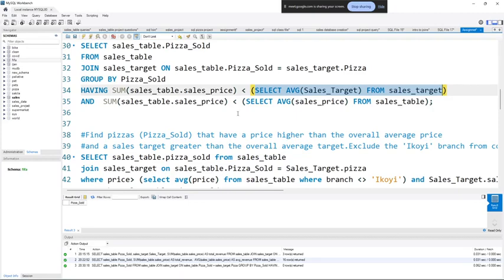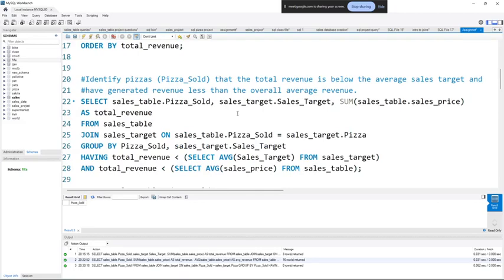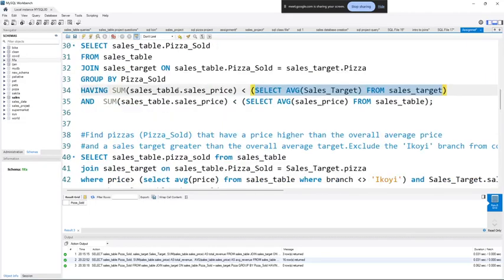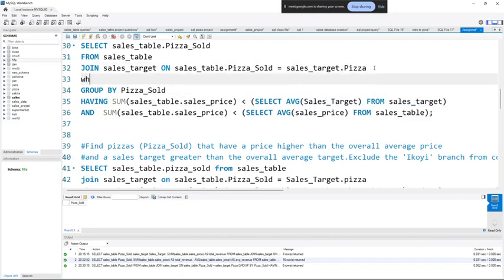I don't know if I'm getting the question. Let's read the question again. Oh, and I've generated revenue. Sorry, revenue. Okay, okay. So this is it. Hold on.